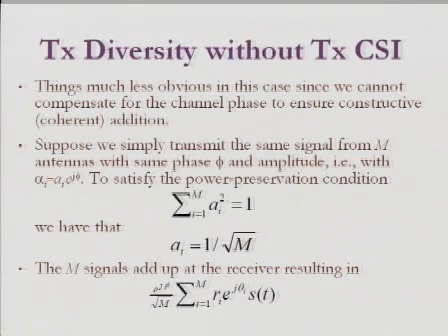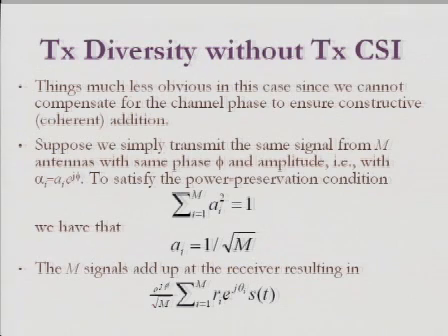So I'm going to send S of t times alpha I from the ith antenna, and alpha I is going to be some amplitude, a sub I, times some phase phi, and phi is going to be the same on all the antennas, because I don't know the phases, I cannot adjust for them, so I'm just going to use some fixed phase for everybody. So does that get me anything? And the answer is no, and we can prove that mathematically, right?